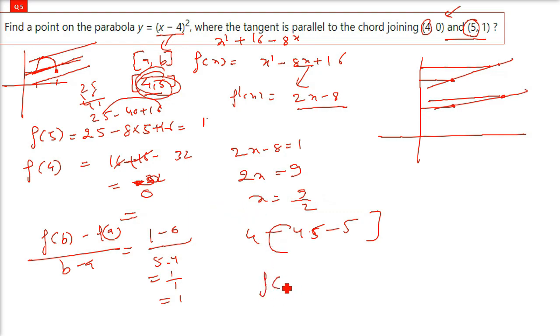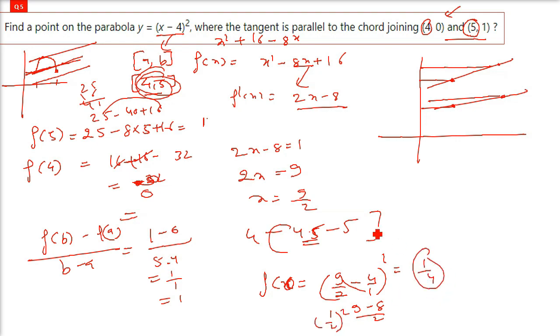What will be the second one? See, because you have to find out the point on the parabola. Now you just got the x. How to find y? You have to put this x in the original equation, which is x minus 4 whole square. So 9 by 2 minus 4 whole square. This is 4.5 minus 4. You can just call it 9 minus 8 by 2, that is half, squared, 1 by 4.